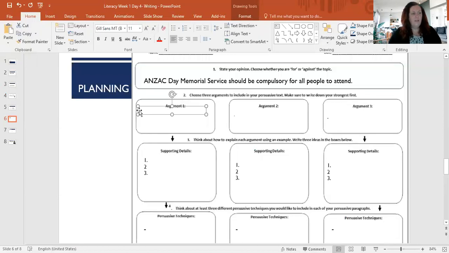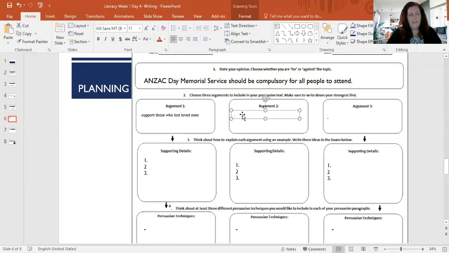Okay. So my first argument is that we need to support those who lost loved ones. Looking at my argument, it's only a really quick statement because this is just your plan. You're not going to put all of your persuasive text in this planner. You're just going to put a really brief dot point about what you want to put for that first argument. You're going to expand on this later.